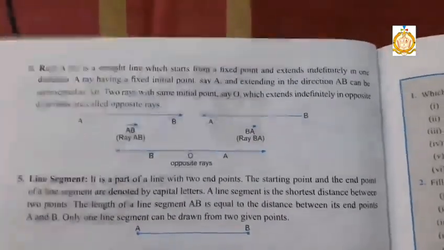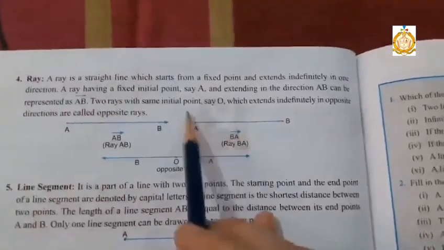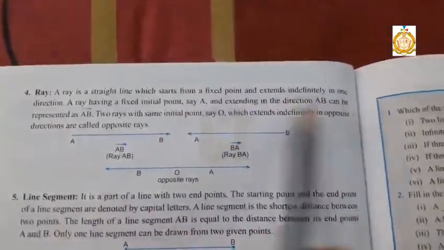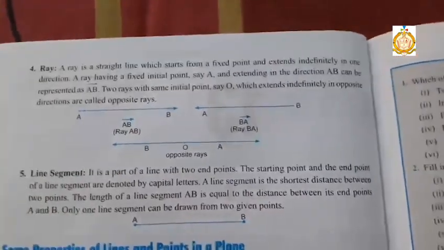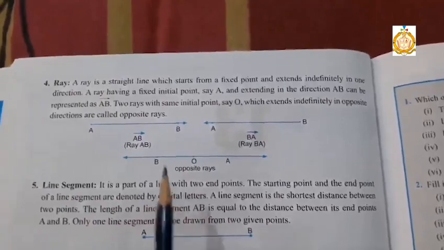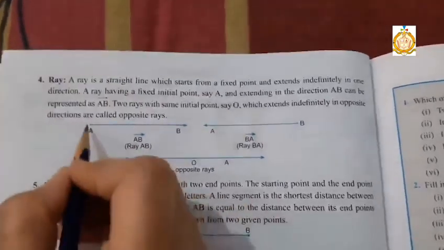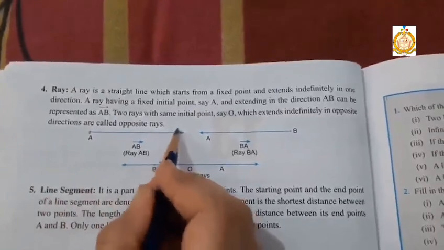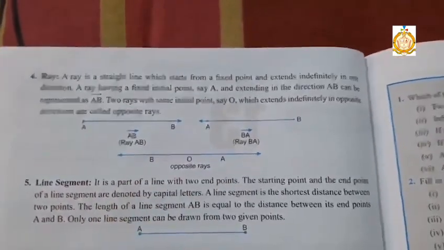Next one is ray. A ray is a straight line which starts from a fixed point and extends infinitely in one direction. The line extends infinity to both directions, but here in the ray there is a fixed point and here one point extends to infinity.